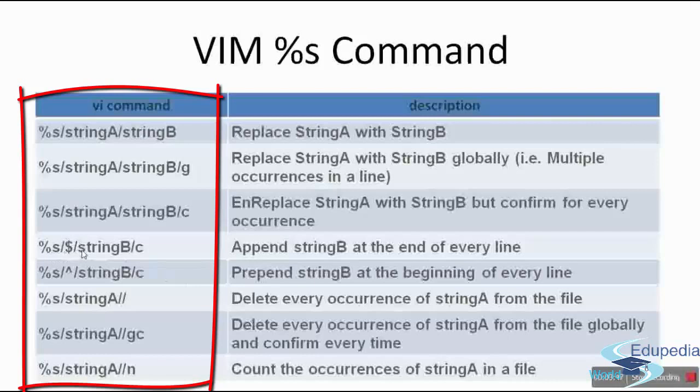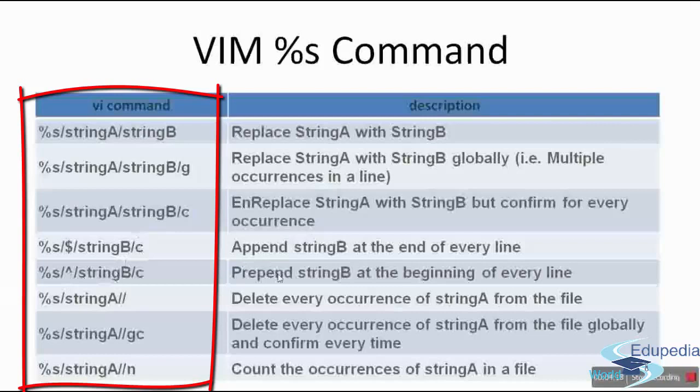You use %s, then dollar, and then after the / you enter the string b, which will be appended at the end of every line. The c will just be used for confirmation. It will confirm every time whether you should enter string b at the end of this line or not. If you don't want the confirmation, if you want it to do all the replacing automatically, you just remove the trailing / c from here and it will be done.